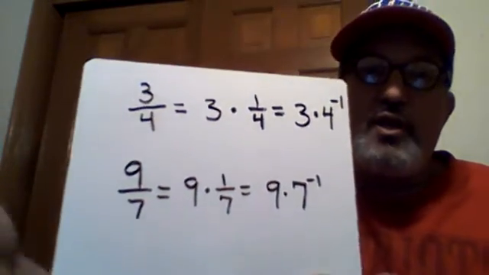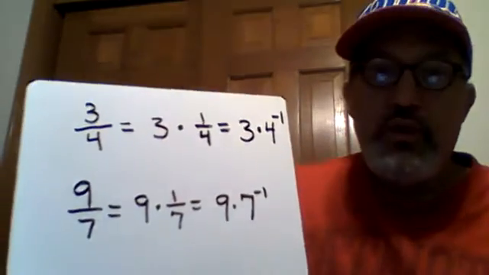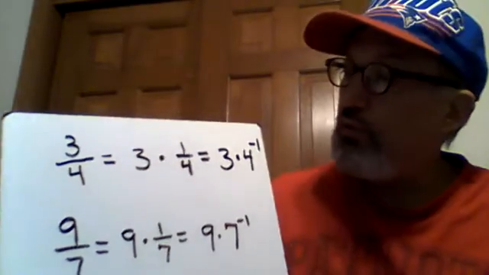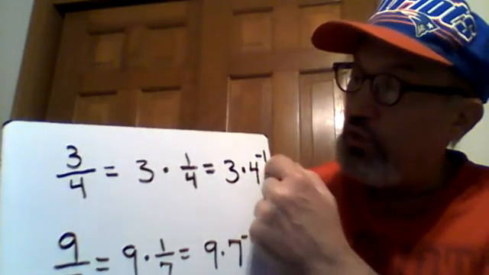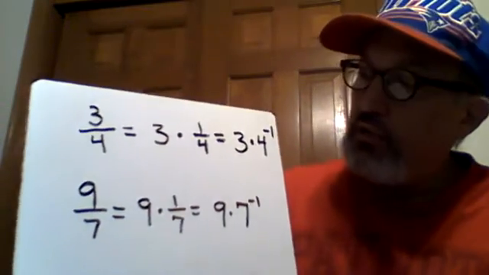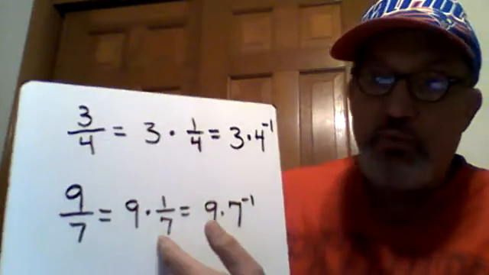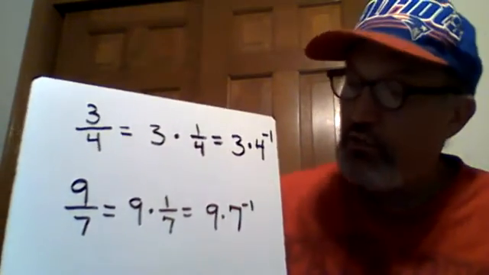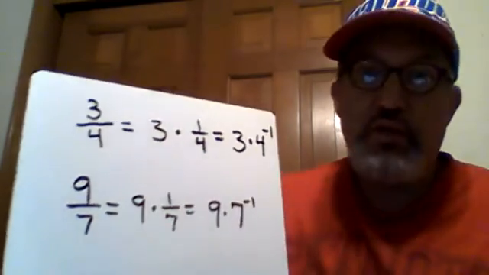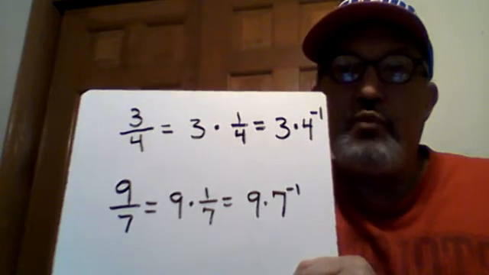3/4, of course, is 3 times 1/4. And the 1/4 can be written as 4 to the -1. 4 to the -1 is 1/4. So 3 times 4 to the -1 is the same as 3 times 1/4, which is 3/4. And in a similar way, 9/7 can be thought of as 9 times 1/7. 1/7 is 7 to the -1. So here's 9/7 without a fraction bar, but it still is 9/7. So that's just a little consequence of the -1 power.